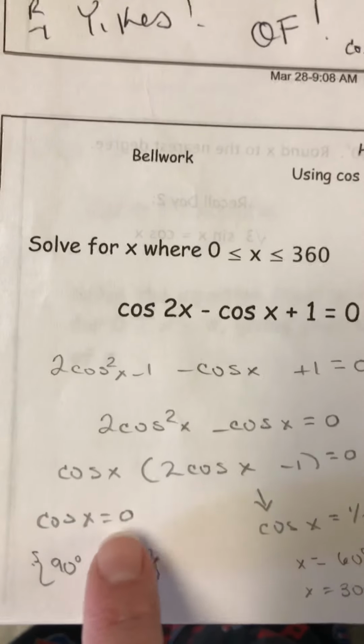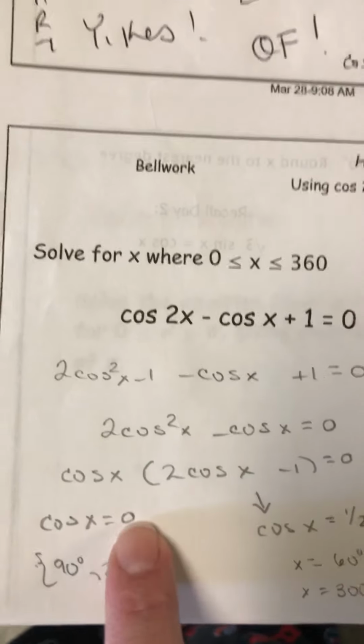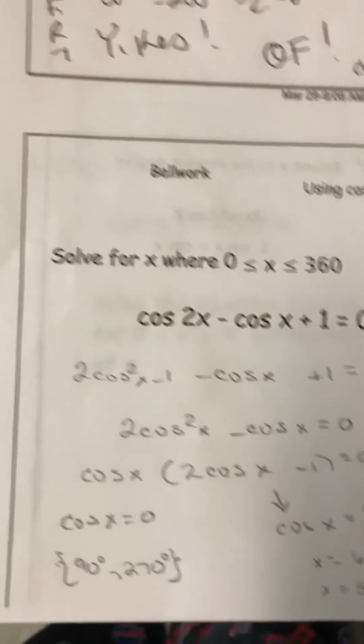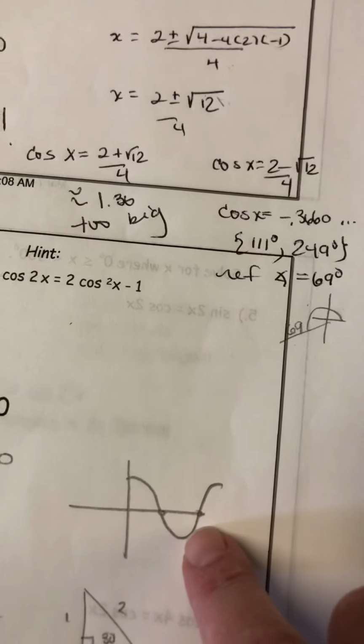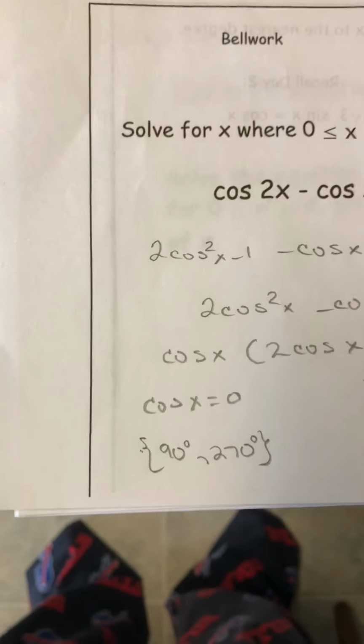So if I set each of those equal to 0, I'm looking for an angle whose cosine is 0. Now remember, if I see a cosine x equals 0, or 1, or negative 1, that brings me back to my cosine graph. And at pi over 2 and 3 pi over 2, that's 90 and 270, that's when the cosine equals 0.